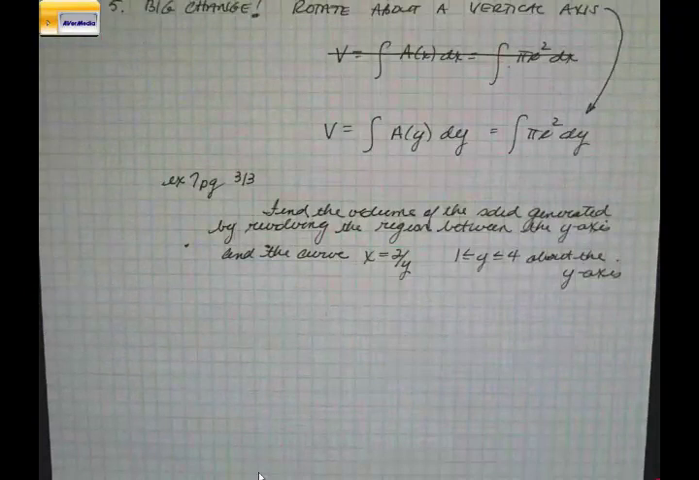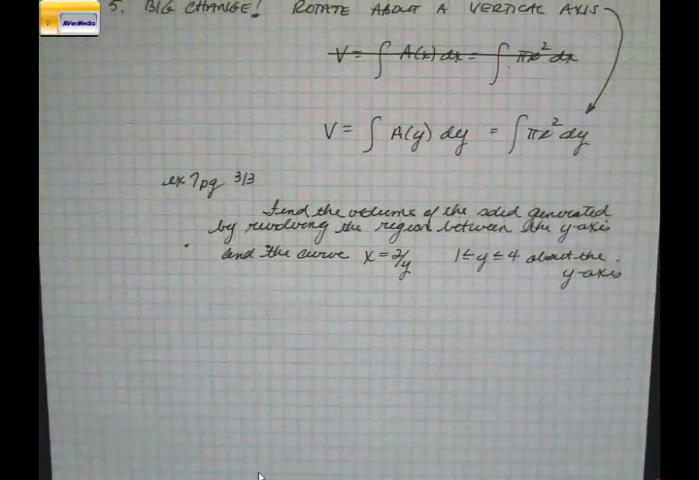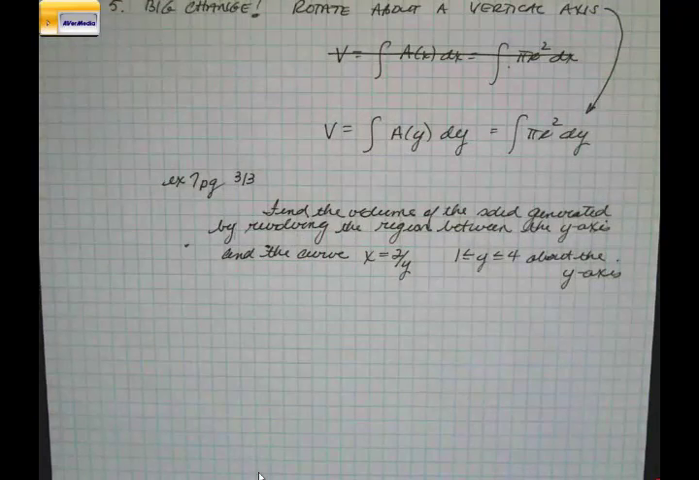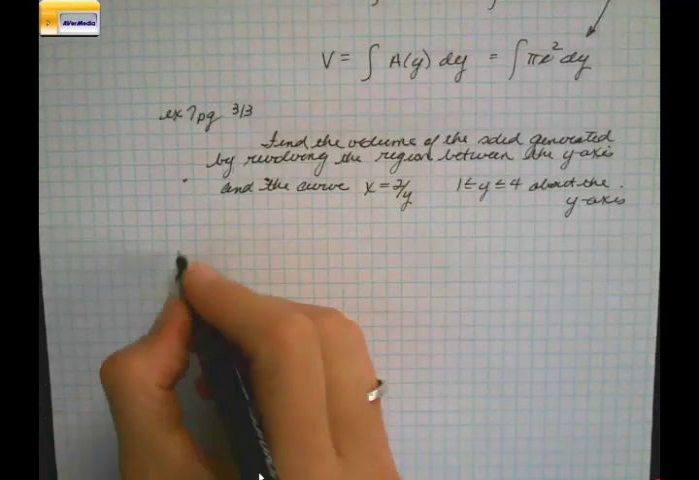So you're going to create the region that you're eventually going to rotate. You're going to create the region between the curve x equaling 2 over y and the y-axis. That's going to give you the region to rotate. And when you get ready to rotate it, you're going to rotate it again around the y-axis.